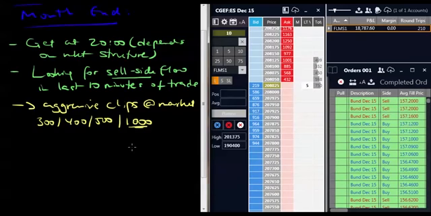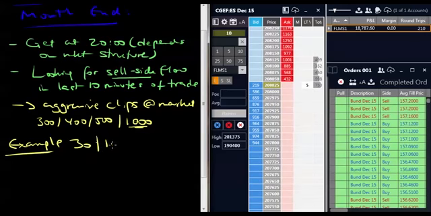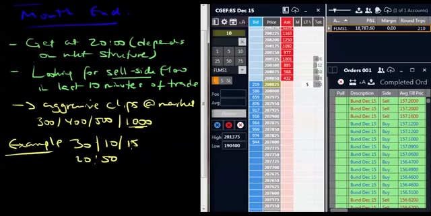But we want aggression. We want people to come to market and auction the market lower. The example we're looking at is the 30th of October 2015. We're starting this clip at 8:50 sharp, and we're going to run it and see if we can spot any trade opportunities in the last 10 minutes of the flow. So stay tuned and let's see what we can see on the order book.